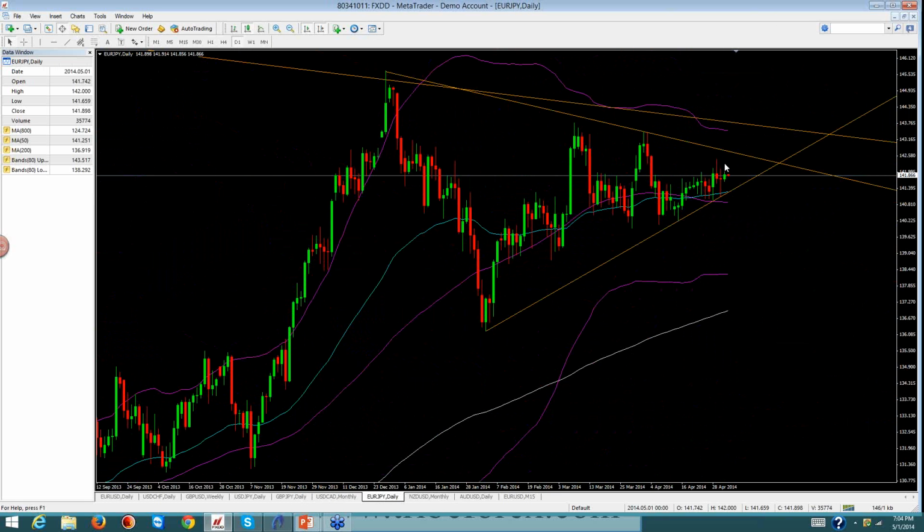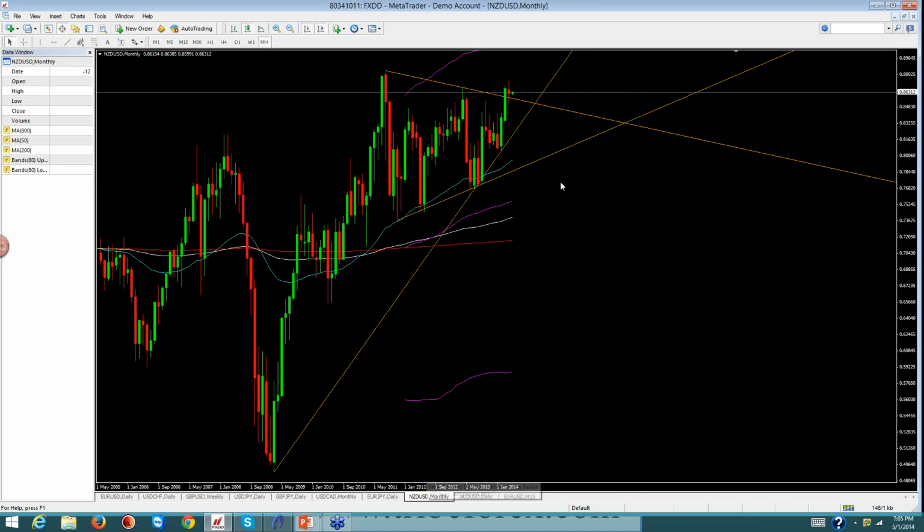Euro yen had a small movement up in the buy direction, and we expected to see maybe more movement. We expected price to come down to 141.17 and then bounce off the upper trend line here. That didn't happen. We're kind of in a consolidation, so I'm not going to call anything on the euro yen.